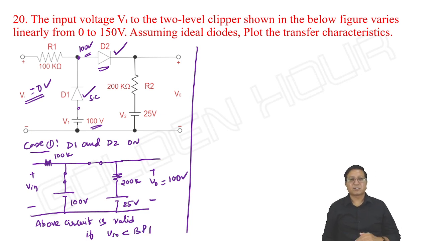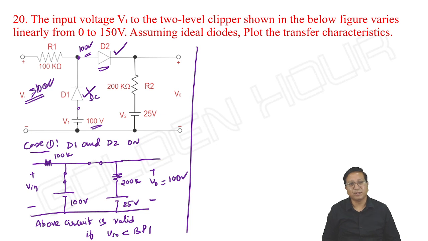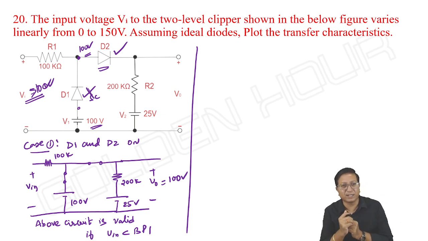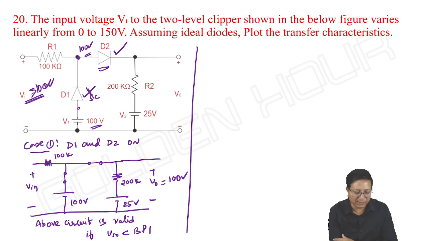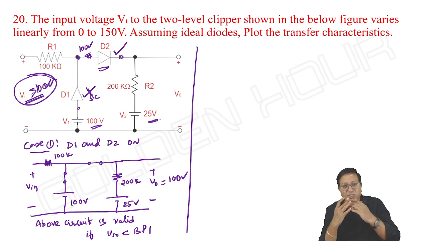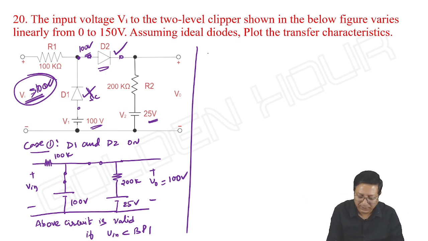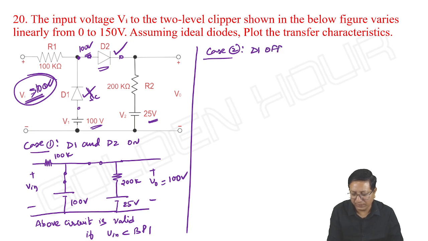Okay. Next, above the breakpoint, maybe greater than 100 volts, it looks like. What happens? D1 becomes off. Once D1 is off, what happens to D2? D2 still remains on, because the input is more than 100. The anode of D2 is at a voltage more than 100 and its cathode is going to 25. So D2 still remains on only. Nothing happens to D2. Case 2: D1 is off and D2 is on.